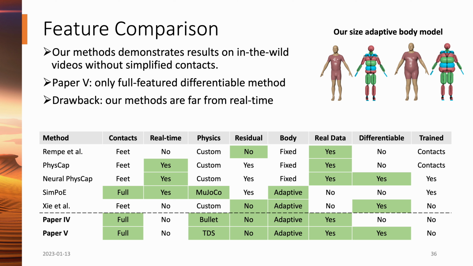In addition, paper 4 is the only method to integrate a full-featured differentiable physics engine which allows for gradient-based optimization. Furthermore, our approach to physics doesn't require any training, so it doesn't risk being overfitted to a particular set of motions and doesn't require additional 3D data. The biggest drawback of our methods is undeniably the lack of real-time processing, as even paper 5 takes minutes to reconstruct short motion snippets.